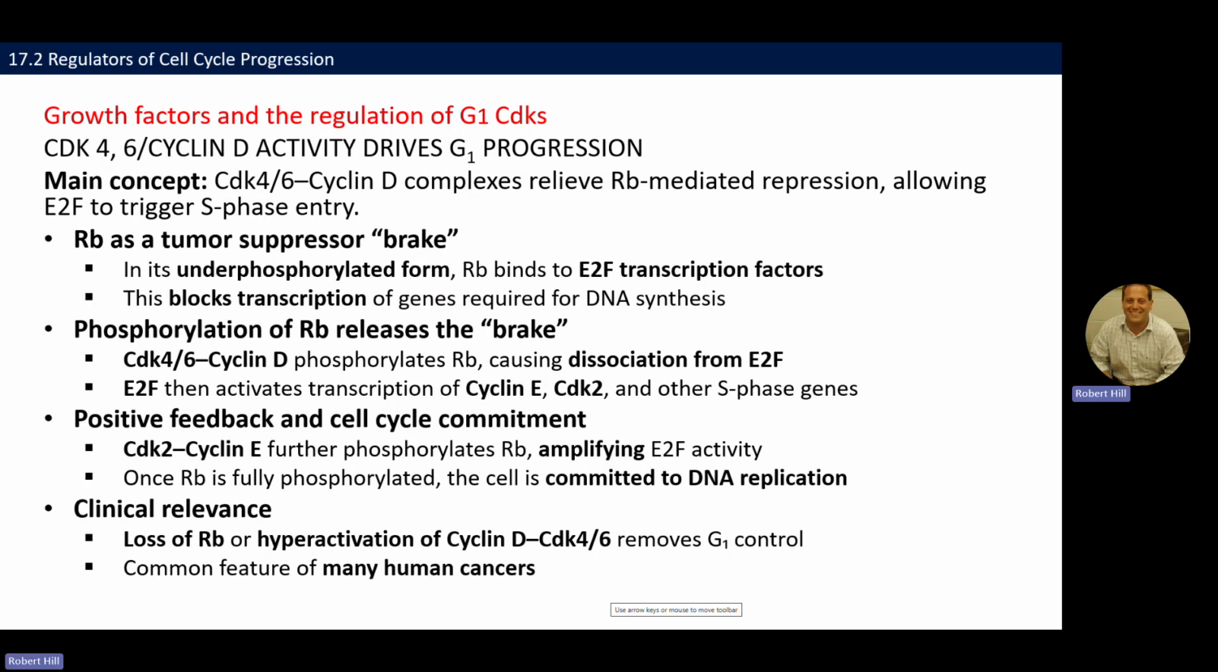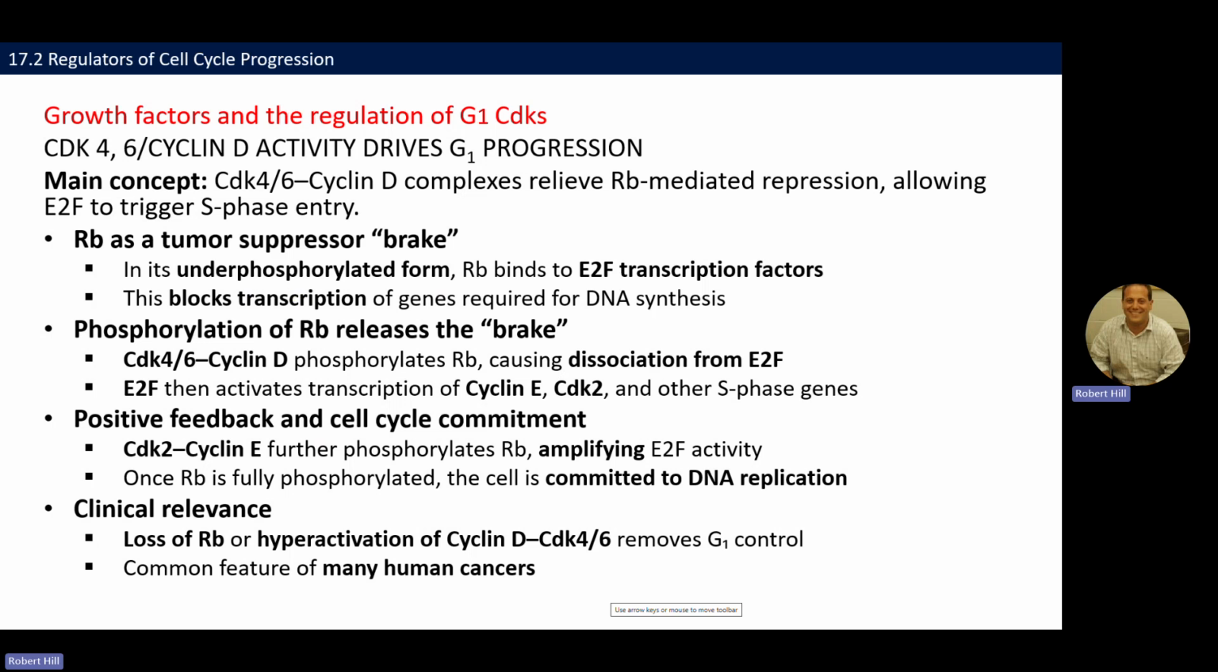All right, so you have RB, and in its unphosphorylated form, it will bind to E2F, right? And E2F is a family of transcription factors. It will bind to them and repress the genes required for S-phase entry. Right? How these proteins interact with each other is what permits a cell to go into S-phase or not.